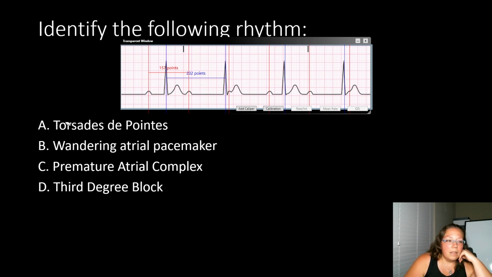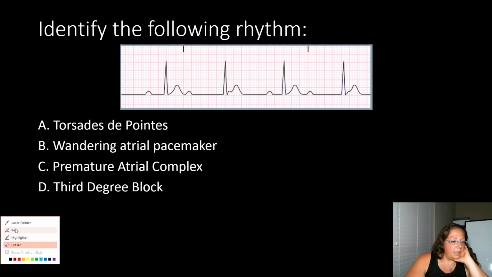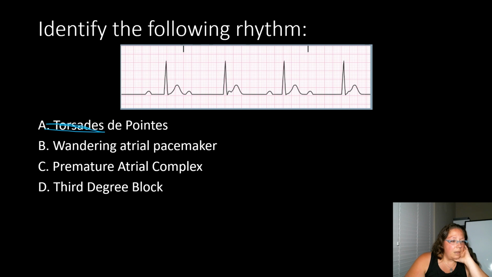So, if you remember, torsades is a type of ventricular rhythm that means turning on a point. So it's a polymorphic ventricular tachycardia. So we go down and we go up and down and up. So it's not torsades. Let's get rid of that. We just talked about wandering atrial pacemaker. All your P waves look alike, so that's not it. Premature atrial complex, that's a PAC. It's not that, right? Because we marched out our QRSs and they were all evenly spaced.